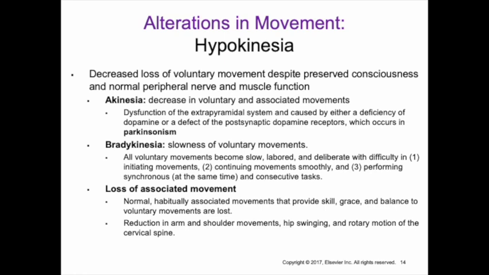The term hypokinesia is the decreased loss of voluntary movement, despite preserved consciousness and normal peripheral nerve and muscle function. It is also an umbrella term, and with it we have akinesia, bradykinesia, and the loss of associated movement. So akinesia is a decrease in voluntary and associated movement, the dysfunction of the extrapyramidal system, and it's caused by either a deficiency of dopamine or a defect of the postsynaptic dopamine receptor itself. And this occurs in Parkinsonism.